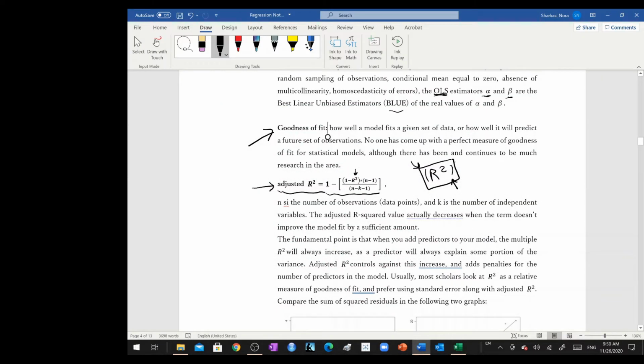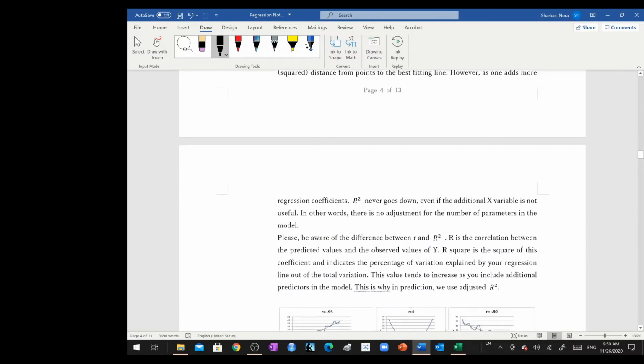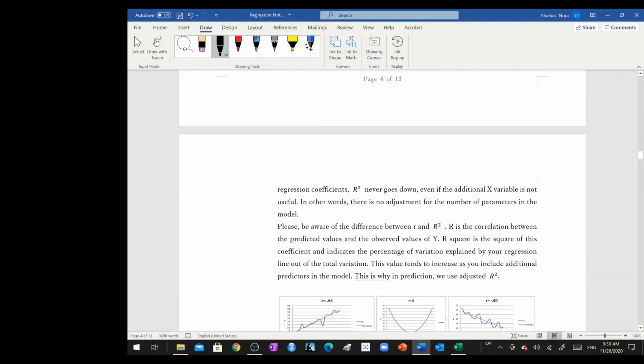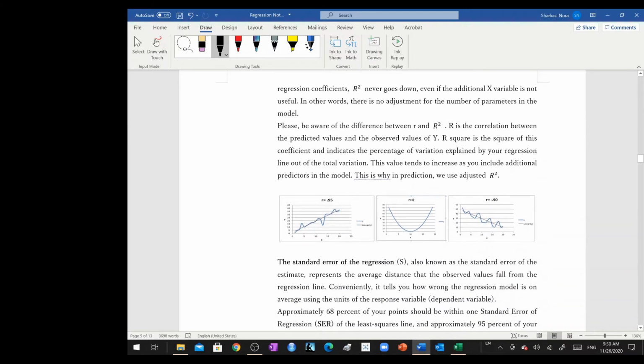So basically, this is how we compute the adjusted R-squared, and this is what you need to look at to explain how the model in totality explains the variations in the dependent variable. All right, now another thing that we're going to talk about is the difference between R-squared and R.